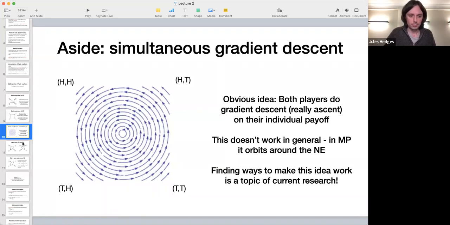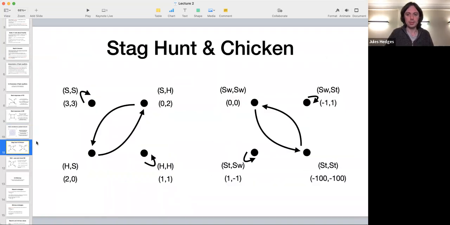Okay, let's do some more examples. So here is Stag Hunt. In Stag Hunt, we find that the two coordinated pure strategy profiles are Nash equilibria. So both players hunt stag is a Nash equilibrium, both players hunt hare is a Nash equilibrium. The two discoordinated strategy profiles, the best responses will cycle between them.